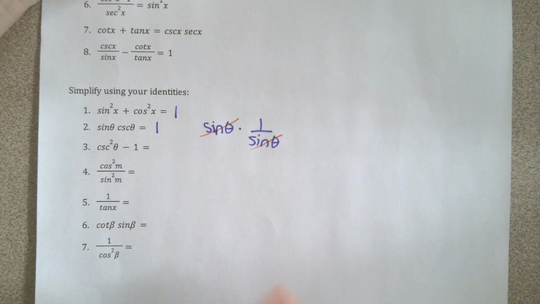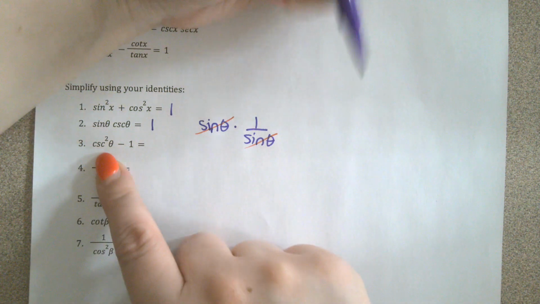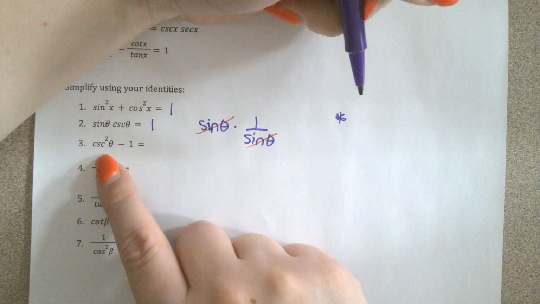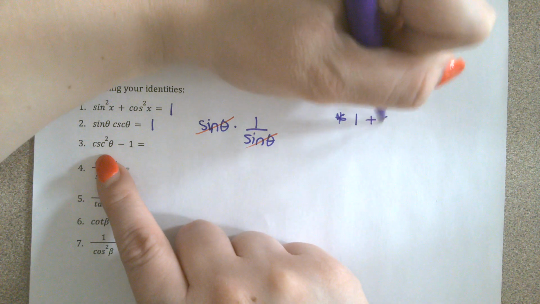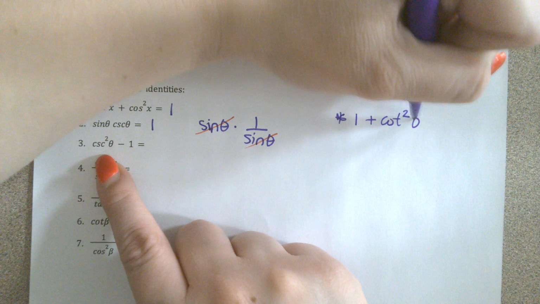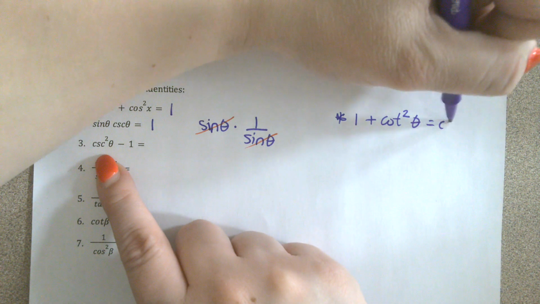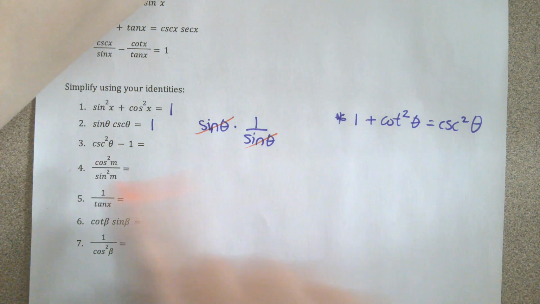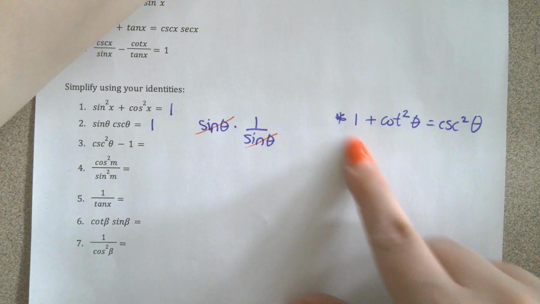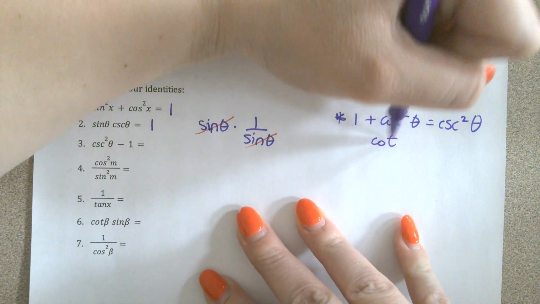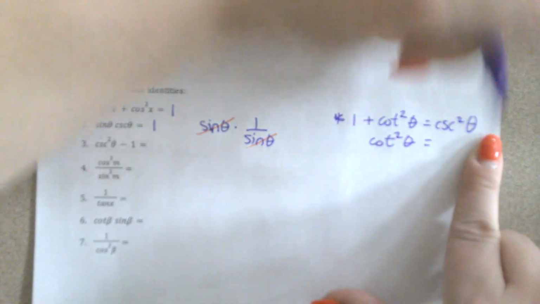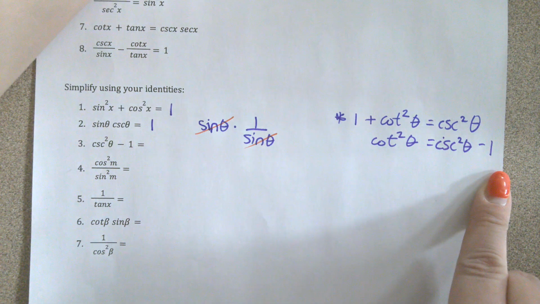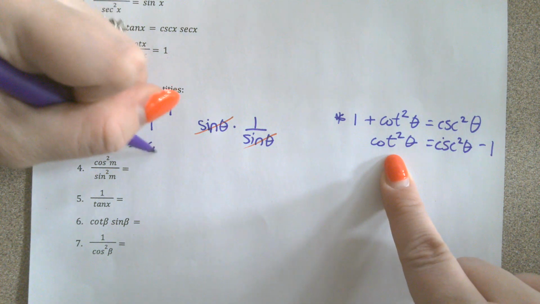Cosecant squared theta minus 1. I'm going to write out the regular form of that equation because this is rearranged. The general equation is 1 plus cotangent squared theta equals cosecant squared theta. So if I want to figure out what cosecant squared minus 1 is, I have to move the 1 over here. So I subtract it. Cosecant squared theta minus 1. So cotangent squared is what that's equal to.